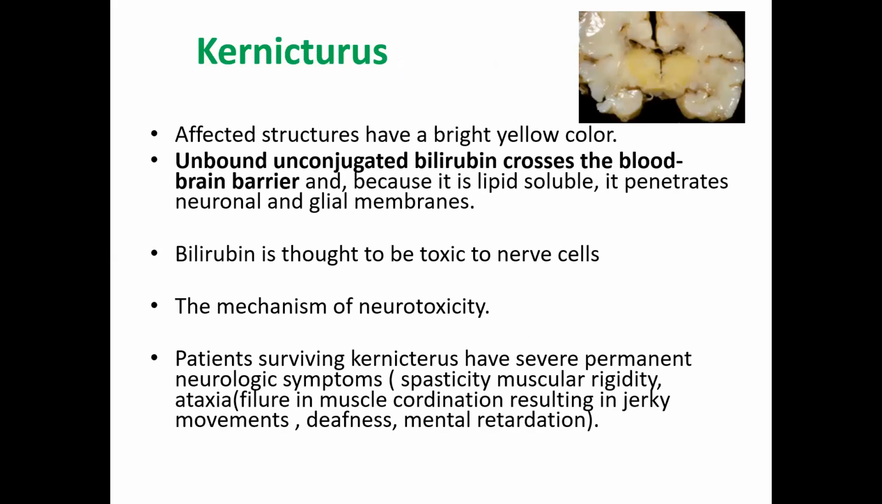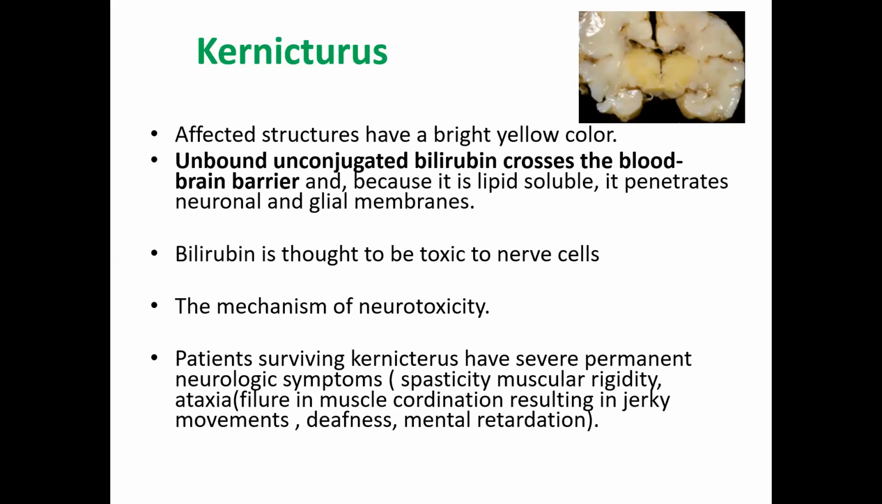Now kernicterus affects the structures and gives a bright yellow color, like this in this picture. Unbound unconjugated bilirubin crosses the blood-brain barrier, because unconjugated bilirubin is lipid soluble. Okay, it penetrates the neuronal and glial membranes. The bilirubin acts as a toxin in the nerve cell. The mechanism of the neurotoxicity is that it produces toxicity in the brain. Okay, that is called neurotoxicity.